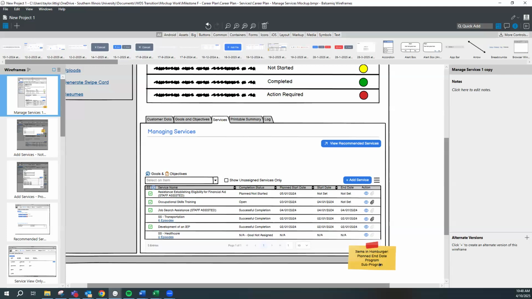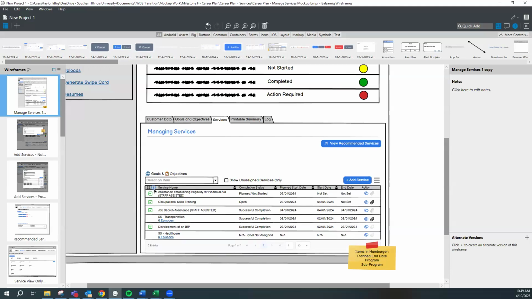In the hamburger, you will have 3 additional columns here. You'll have planned end date that you can add in if you want to see it, and also program and sub-program. If you have a customer that's maybe co-enrolled, maybe they're doing adult and dislocated worker, you want to add these in so you can see which services are for adult and which services are for dislocated worker. If they're for one program and you don't want to see these, then you can leave them out of the hamburger here.